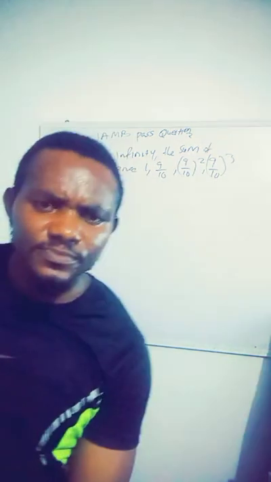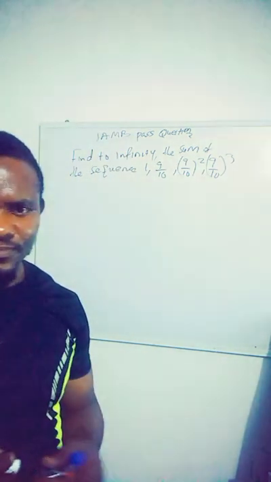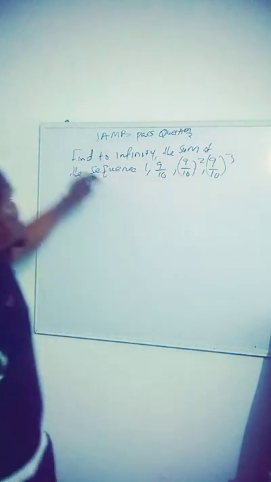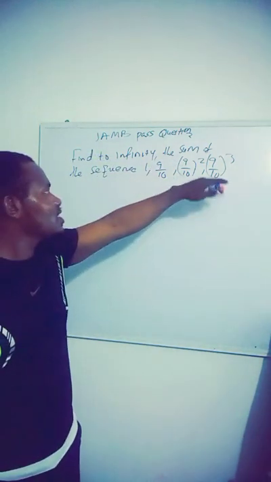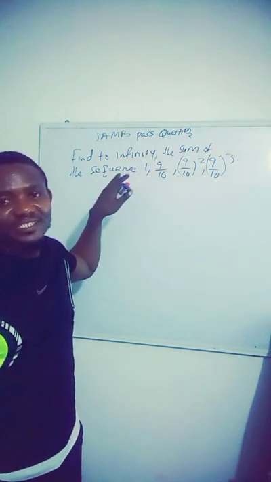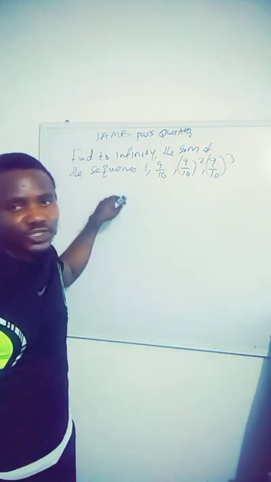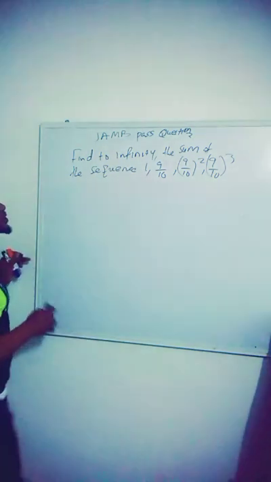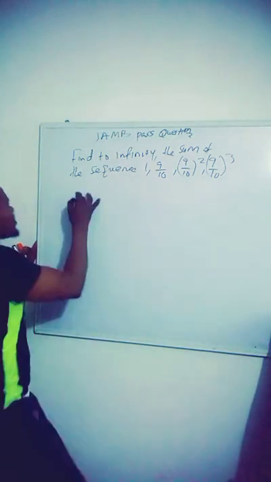Let's see. We have to find the sum to infinity. Since you are seeing sum to infinity, this is a geometric progression. So we have the sum to infinity, and we have two formulas for it.